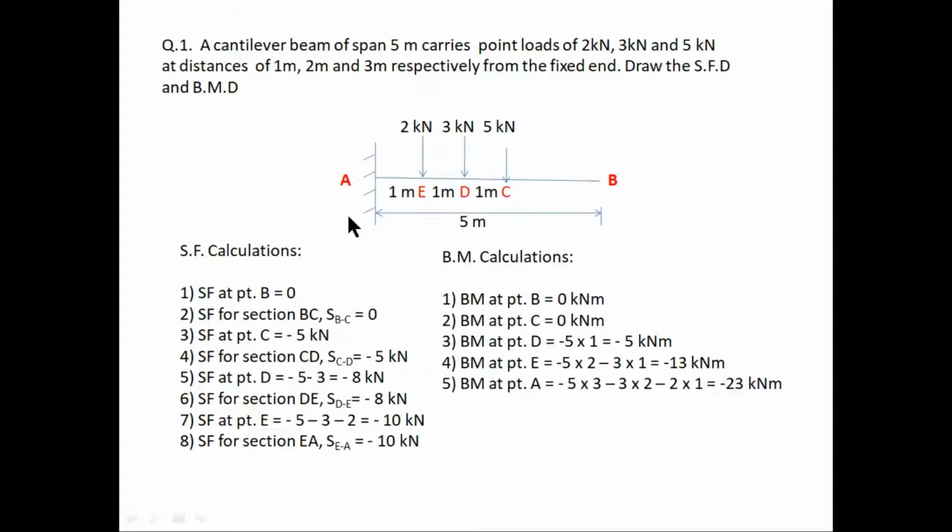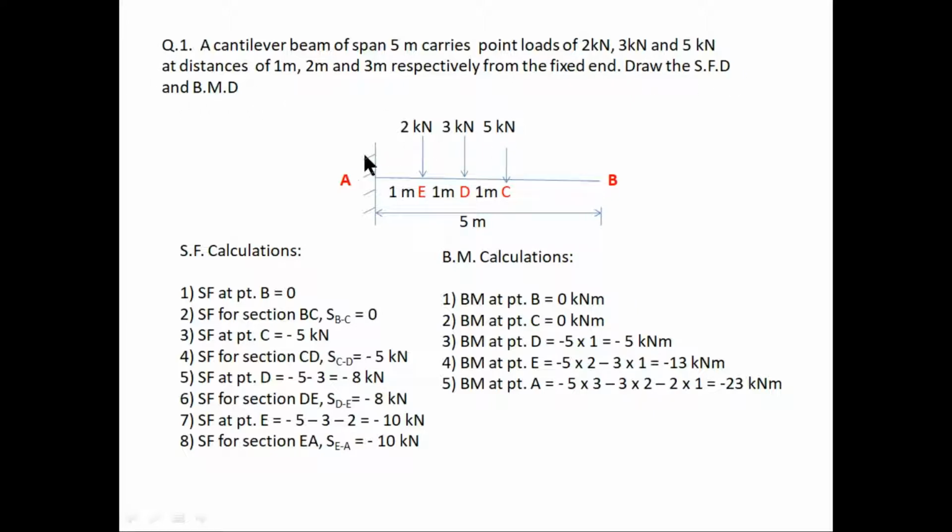A cantilever beam of span 5 meter carries point loads of 2 kN, 3 kN and 5 kN at distances of 1 meter, 2 meter and 3 meter respectively from the fixed end. Draw the SF diagram and the BM diagram.